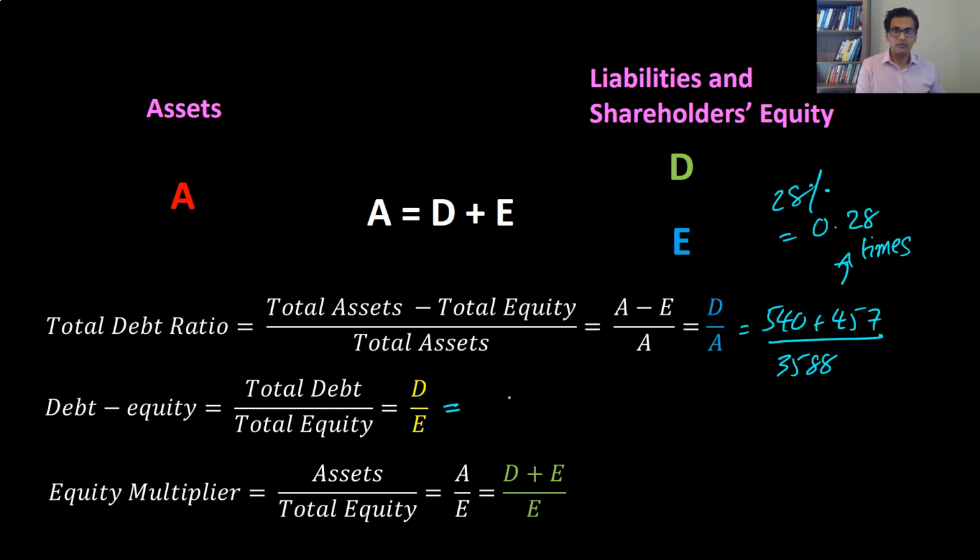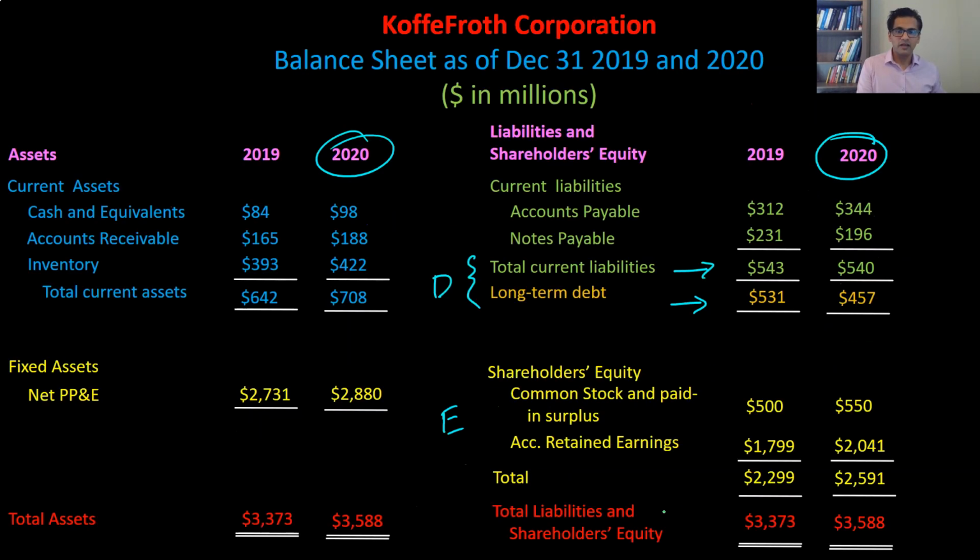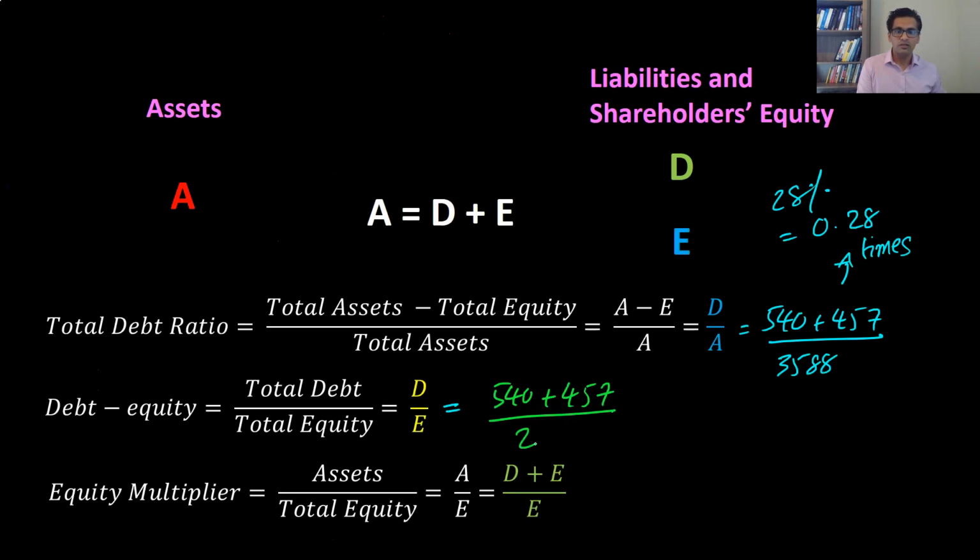If you had to calculate the debt to equity ratio, then how might you go about that? Well, debt is the same. You have 540 plus 457. But now instead of dividing it by assets, you would divide it by the total amount of equity, which for 2020 is 2591. If you do this math, you should arrive at 0.38. And again, you can express this as times, meaning that for every $1 of equity that is going into the business, 0.38 times that is going in the form of debt.